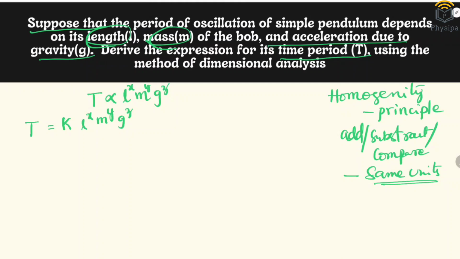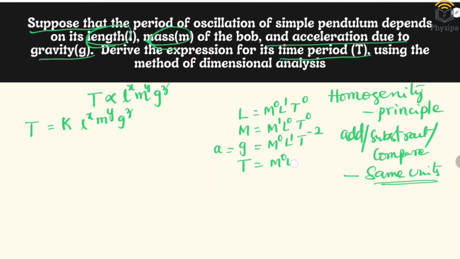Here the dimensional formula for L is M^0 L^1 T^0, and the dimensional formula for mass is M^1 L^0 T^0. The dimensional formula for acceleration due to gravity g is similar to the acceleration a, which is equal to M^0 L^1 T^-2. And the dimensional formula for time period t is M^0 L^0 T^1.